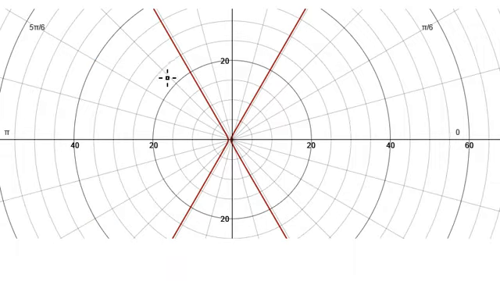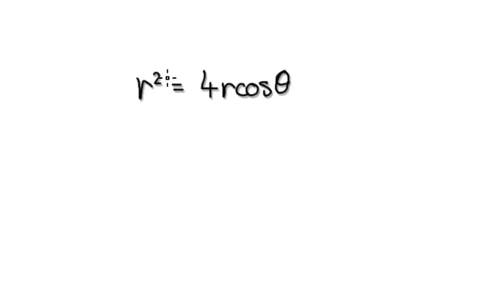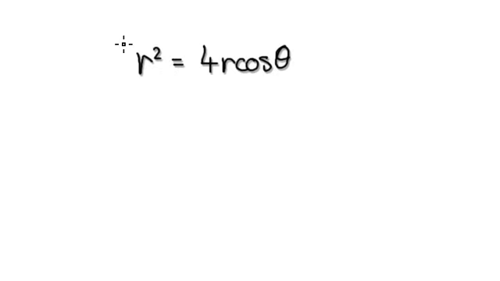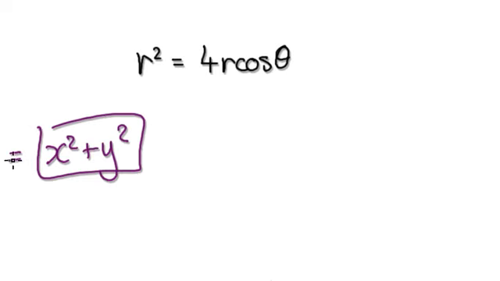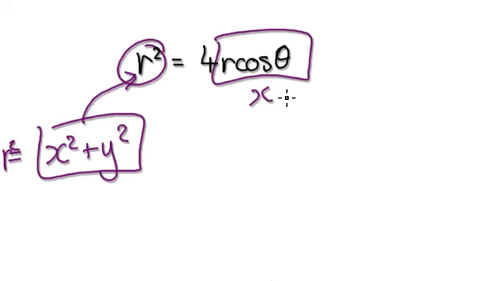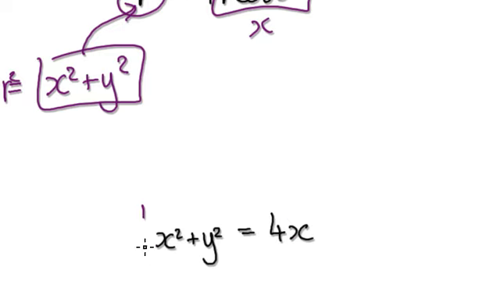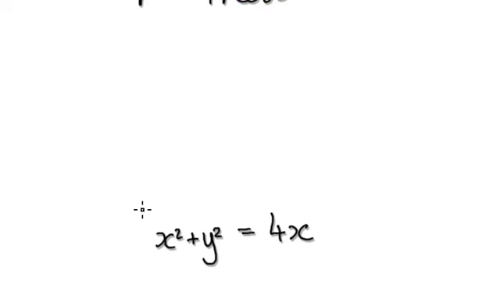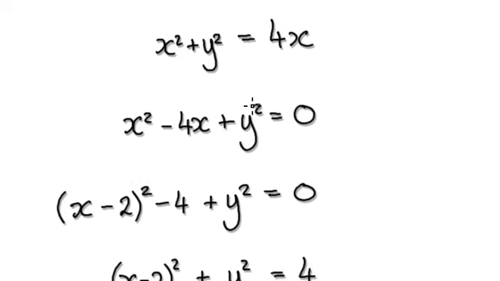Okay. So next question. Convert this into Cartesian form. So press pause and have a go. Okay. So the minute you see this, you should have this in your mind. So now we can put this because r squared equals that. So we can put this into the r squared. The minute you see this, you know it's x. So that will then take you to here. Okay, and then you're pretty much done here.